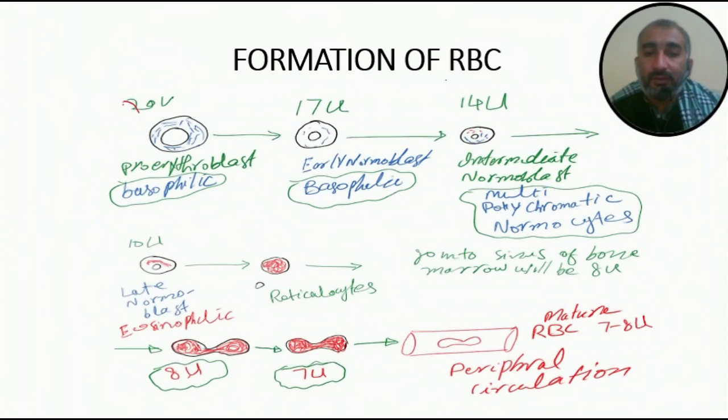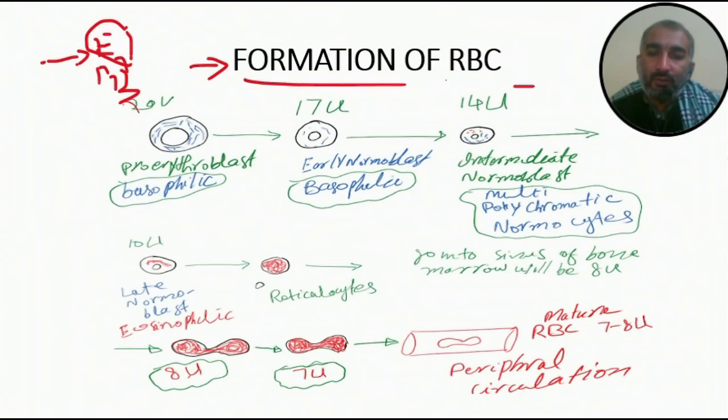Here we will discuss the formation of RBCs. We already studied the first lineage. They have three cells: erythroid, megakaryocyte and basophil. So this first lineage is erythroid. We already studied how they are going to mature and form the RBCs. We will study that.